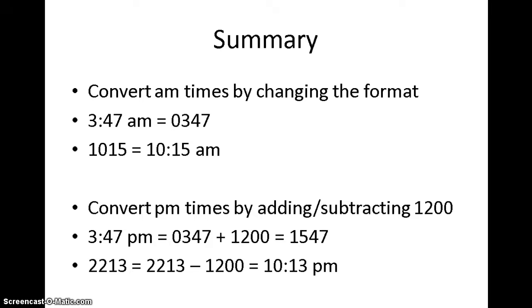So you can practice several problems doing the conversions in your workbook. The green book has practice problems for you, and make sure that you understand the difference between standard time and military time for your quiz.